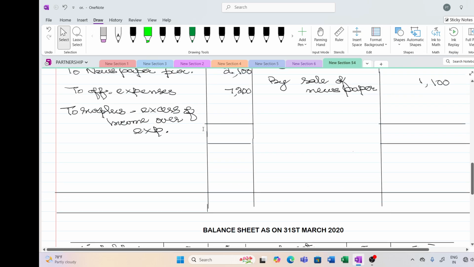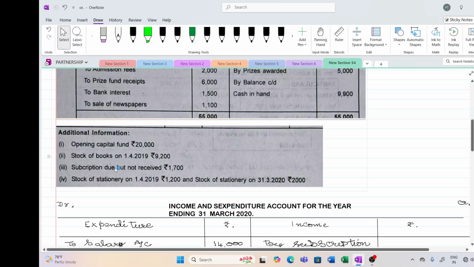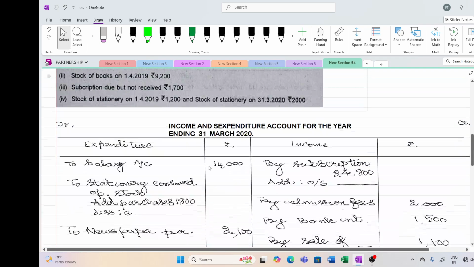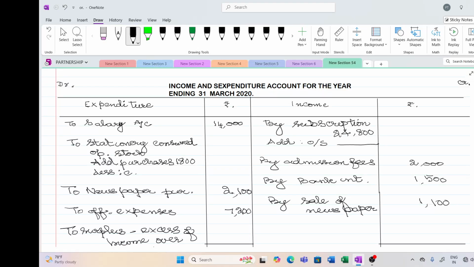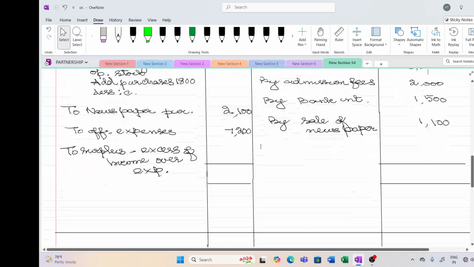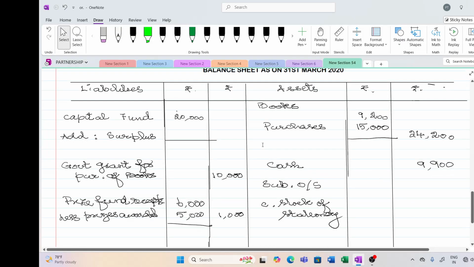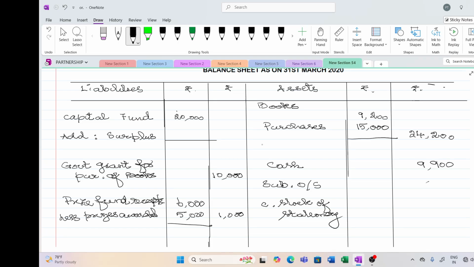Next adjustment is subscription due but not received. Subscription due means it is income for the current year but not received. So we have to add it to the income side, 1,700. So this will come as 26,500, and immediately you should show it as an asset because this amount is receivable. Okay, subscription outstanding will come here as 1,700.